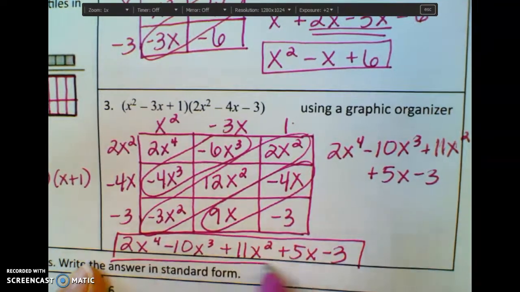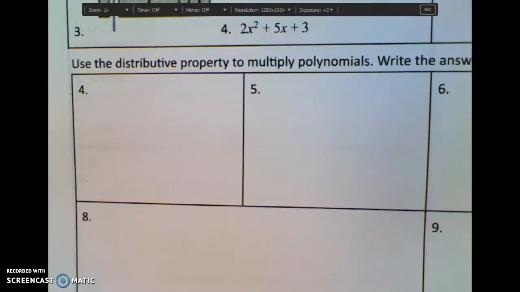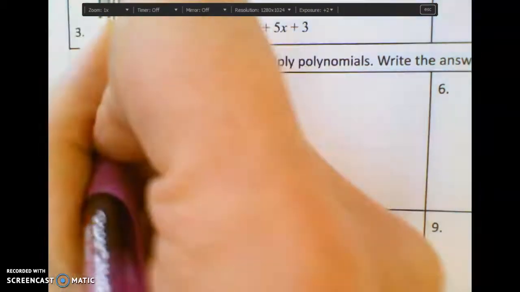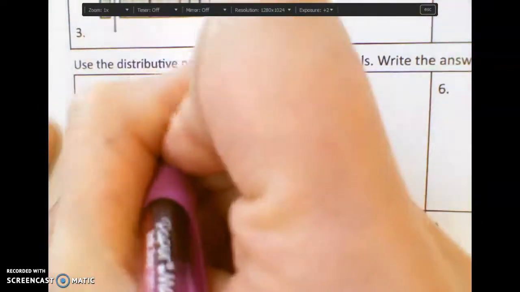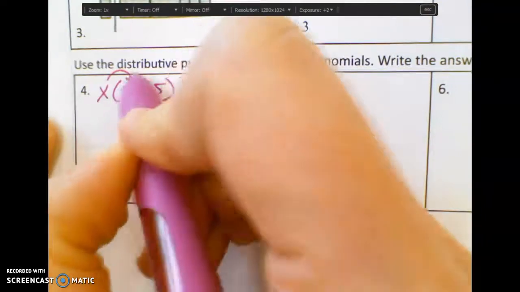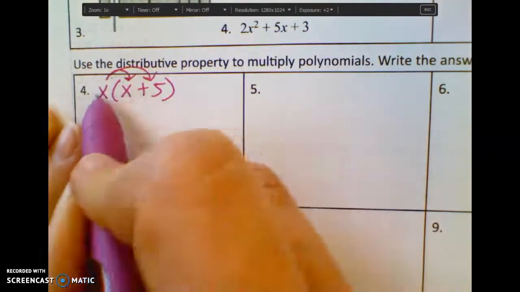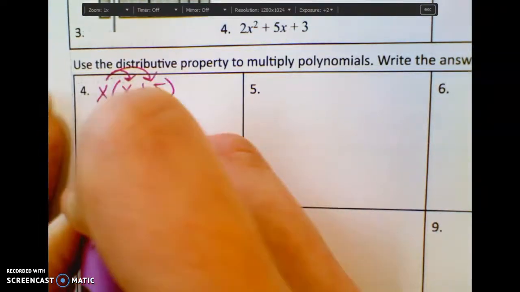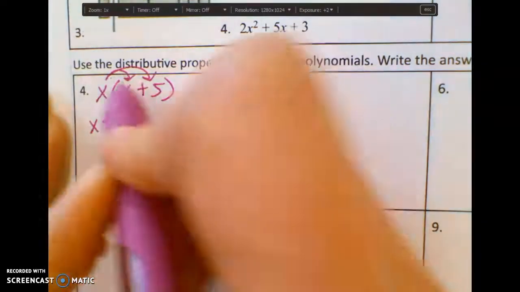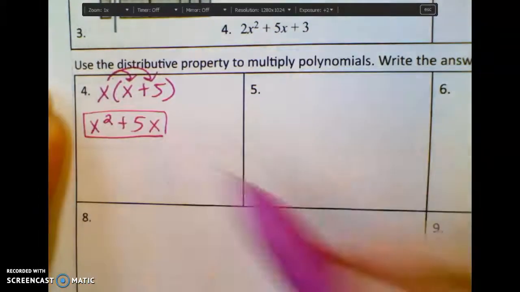We combined our like terms, and we wrote it in standard form. Our next method of multiplying is distribution, or the distributive property. So we already know how to do the distributive property. If we have x times x plus 5, we need to take that x and give it to everything in the parentheses. So I'm going to give it to the x and give it to the 5. Well, x times x, we know we add those exponents, and that gives me x squared, and then x times 5 gives me positive 5x.